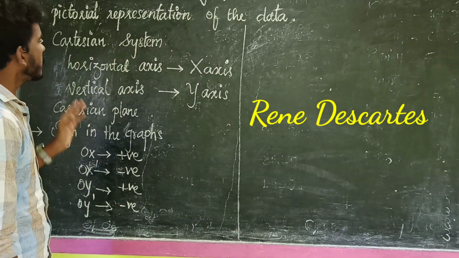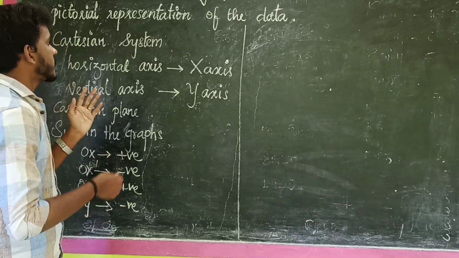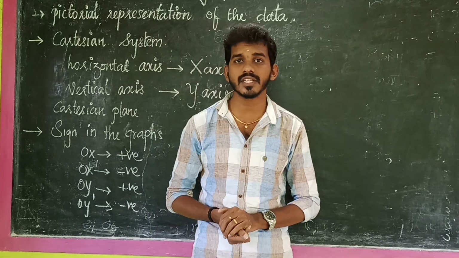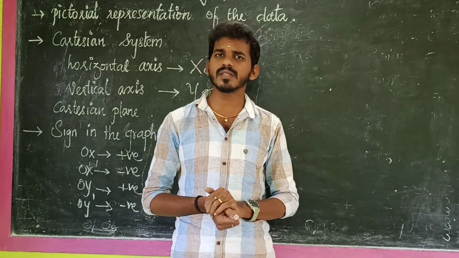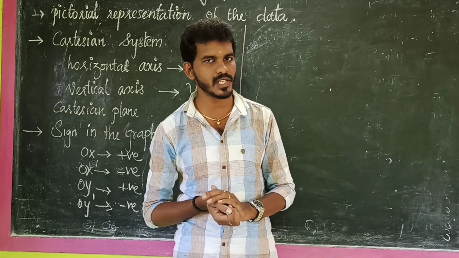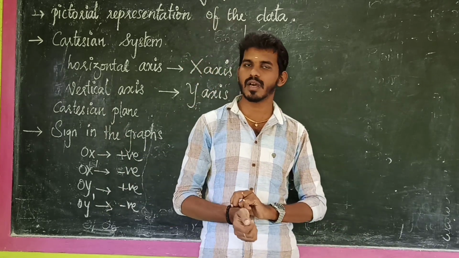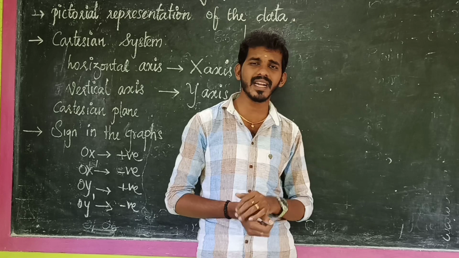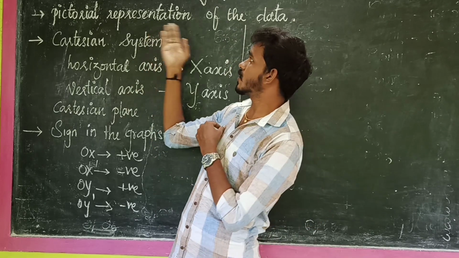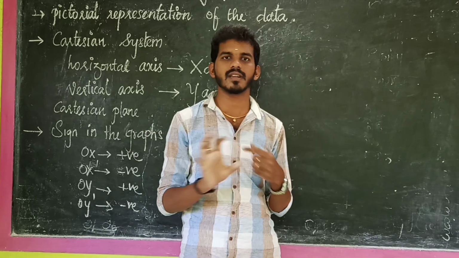Now, a graph is a pictorial representation of data. So what is meant by data? Data is a collection of information. You already studied it in the statistics topic. So data is a collection of information, and it is a pictorial representation, so we know about pictures.